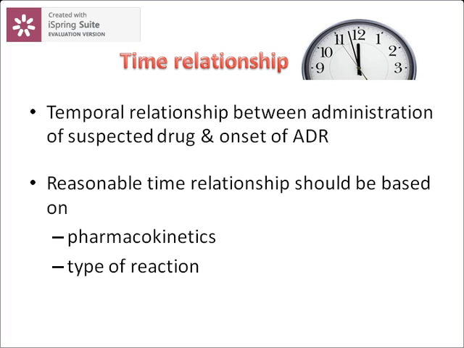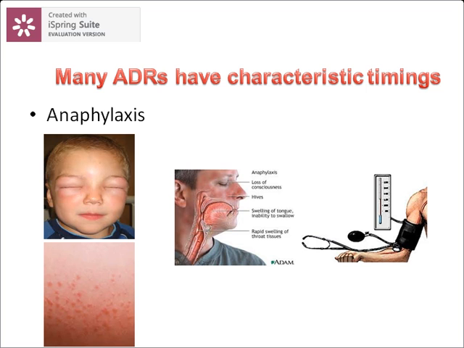From pharmacokinetics, half-life of a drug is an important factor. For example, diazepam is one type of benzodiazepine. It's a hypnotic agent, so used for insomnia at night time. It can cause next day sedation and psychomotor impairment because of its longer half-life. Then many adverse drug reactions have characteristic timings for their appearance. For example, anaphylaxis, a type 1 hypersensitivity reaction, usually occurs within minutes after the administration of a drug.